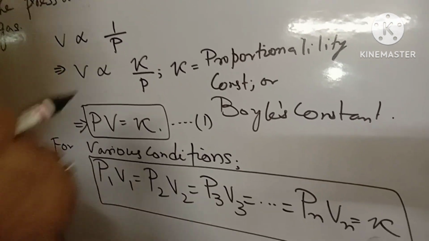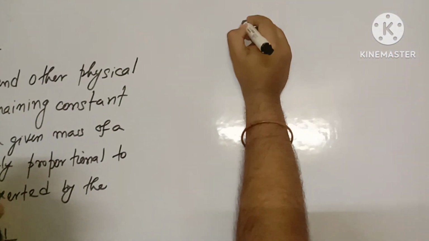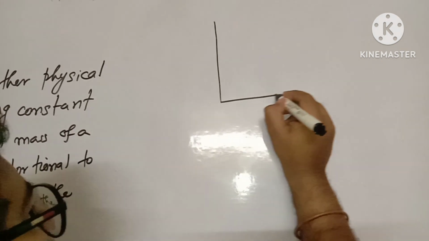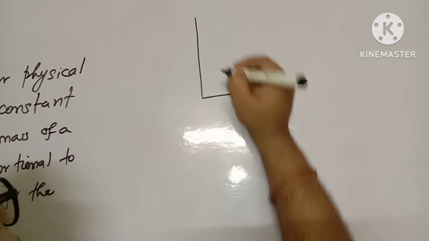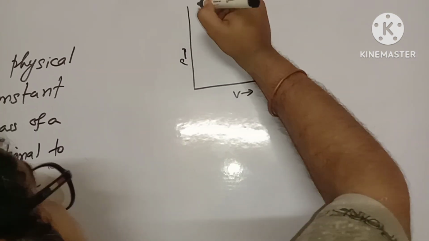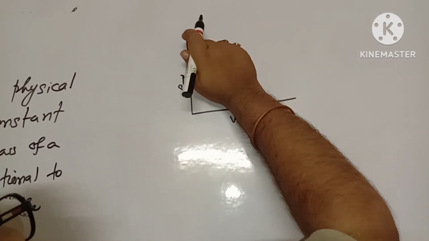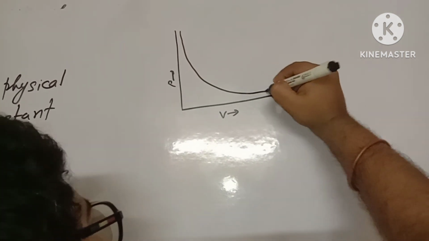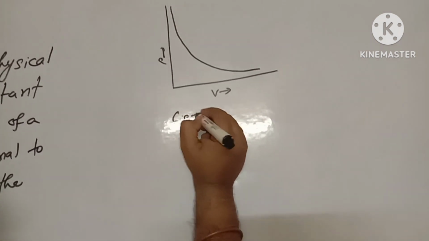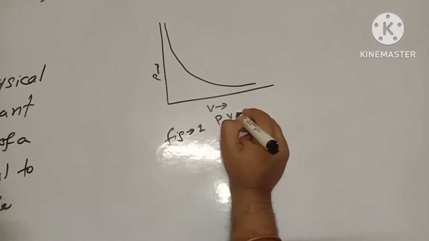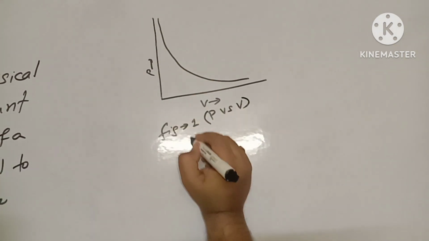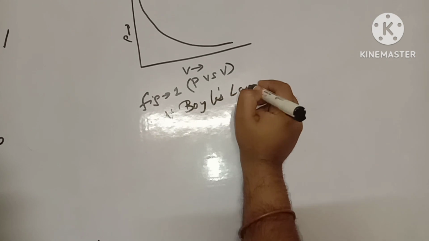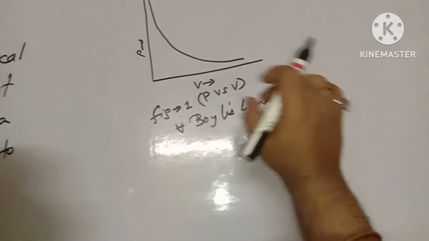Now if you try to plot the graph between P and V, this is the graphical implications. You put V here and you put the P here. This is the graph. It is a rectangular parabola by nature. Figure 1, P versus V for Boyle's law. Obviously in the exam you need to write not to scale.